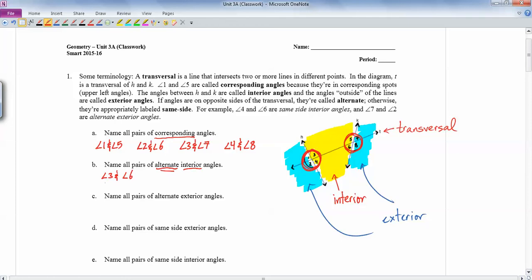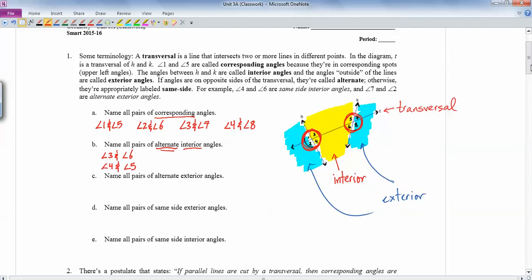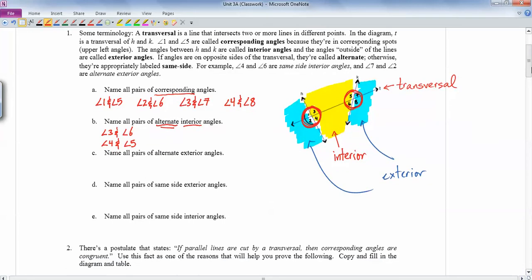And then if I picked 4 instead, so angle 4, that one would go with angle 5. Okay? For alternate interior. If I wanted to do alternate exterior, then let me start over here by picking one of the exterior angles on the left. So I'm going to pick angle 1. So if I need to match it up with another exterior angle from the other chunk, it's got to be alternate, so it's going to be on the opposite side of the transversal. So 1's on top, 8's on the bottom. So it's 1 and 8. And similarly, I can go 2 and 7.